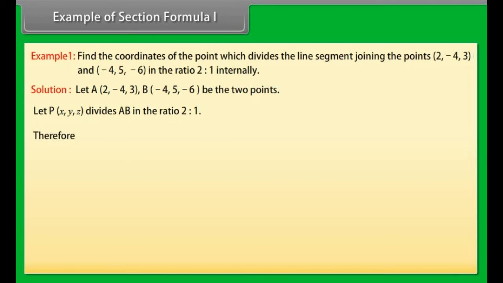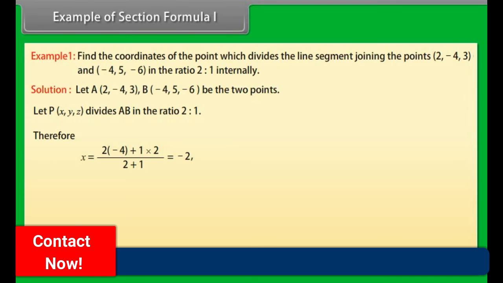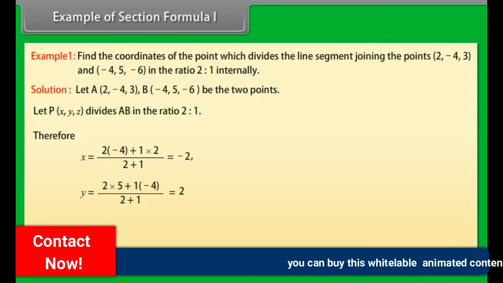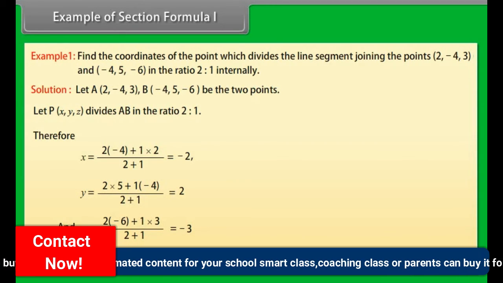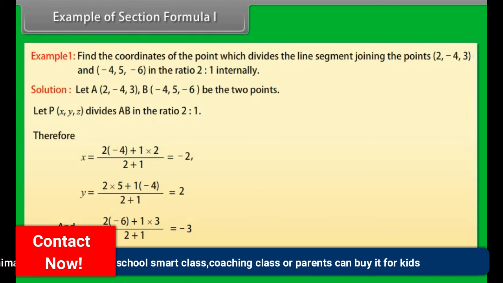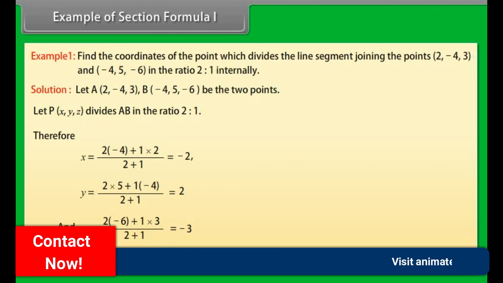Therefore, x is equal to (2 into -4 plus 1 into 2) divided by (2 plus 1), which is equal to -2. y is equal to (2 into 5 plus 1 into -4) divided by (2 plus 1), which is equal to 2, and z is equal to (2 into -6 plus 1 into 3) divided by (2 plus 1), which is equal to -3. Thus, the coordinates of P are (-2, 2, -3).